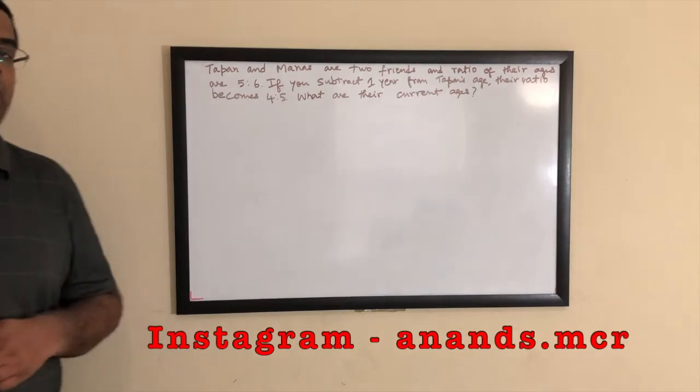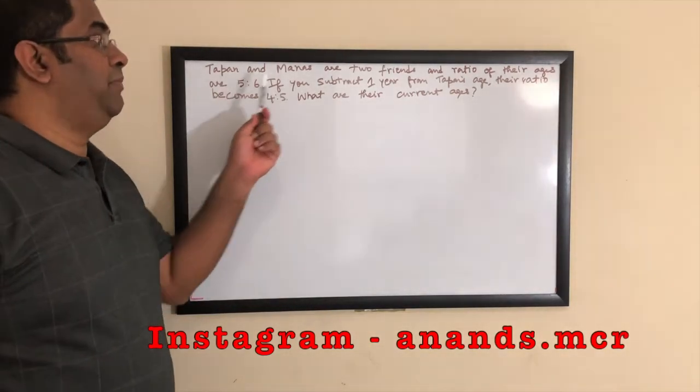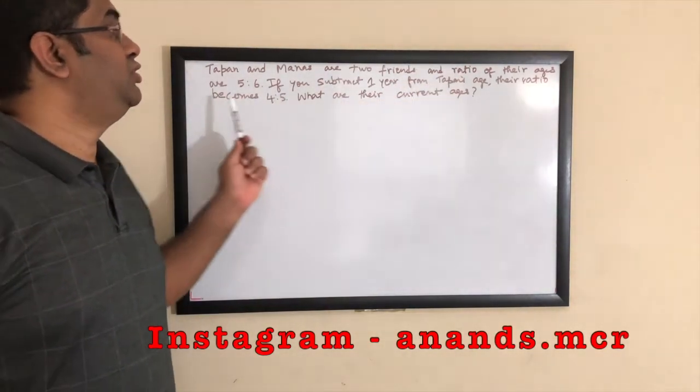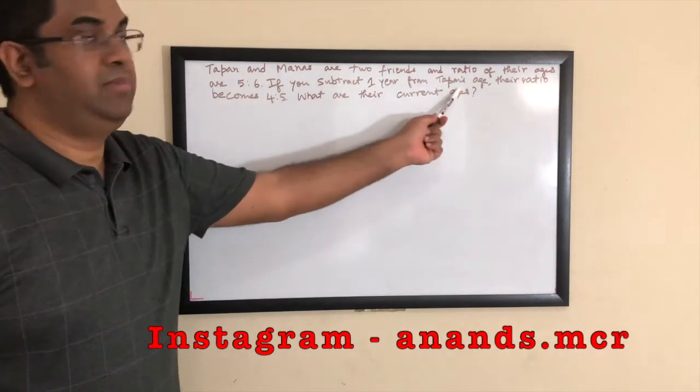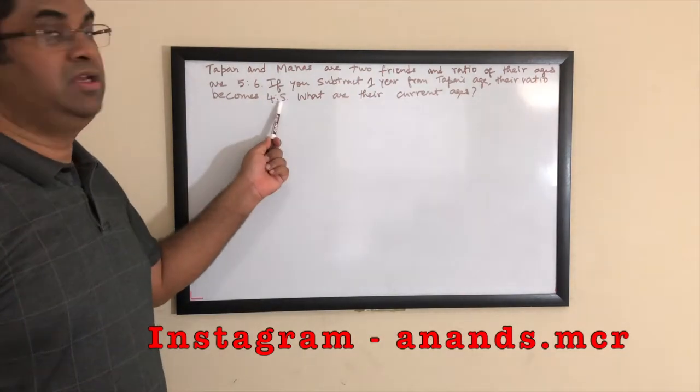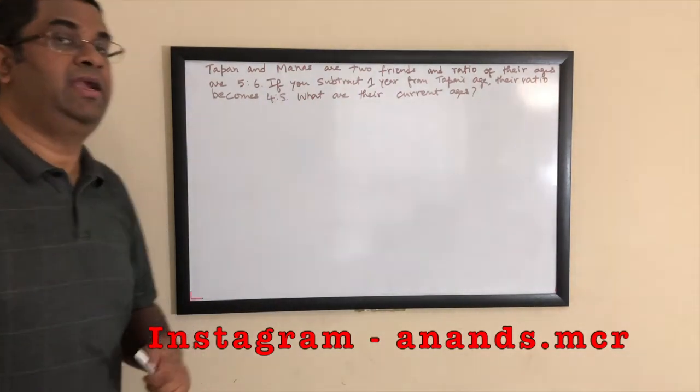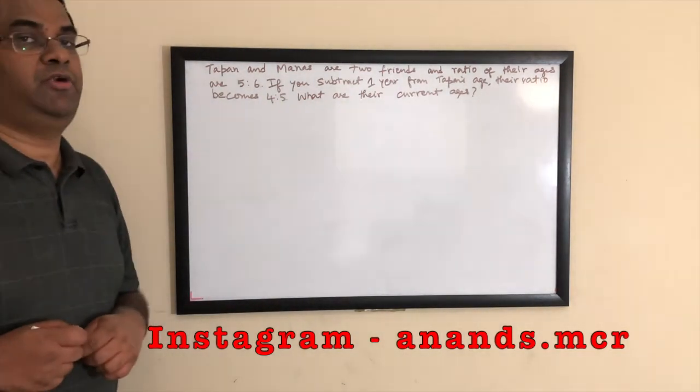Now let us actually look at the second problem. Tapan and Manas are two friends and the ratio of their ages is 5:6. If you subtract 1 year from Tapan's age, their ratio becomes 4:5. What are their current ages? Now let us see how we can do this problem.